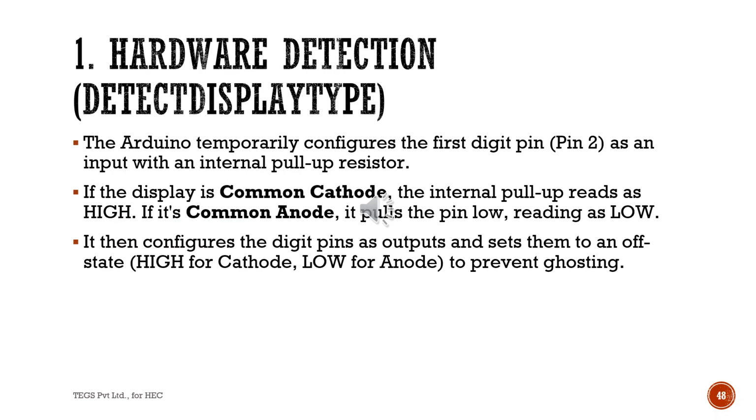Hardware detection. The Arduino temporarily configures the first digit pin number 2 as an input with internal pull-up resistor. If the display is common cathode, the internal pull-up resistor reads as high. If it is common anode, it pulls the pin to low. That is, pin number 2 will read low. It then configures the digit pins as output and sets them to an off state, high for common cathode, low for common anode, to prevent ghosting.